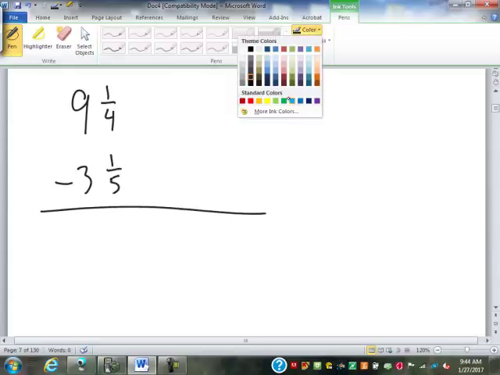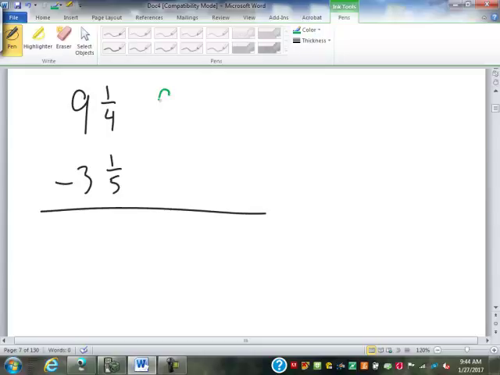Need a common denominator. What's it going to be here? 20. Very good. What's going to go here? 5, and here? 4. Good. So again, just like addition, we start on the right, work our way back to the left.